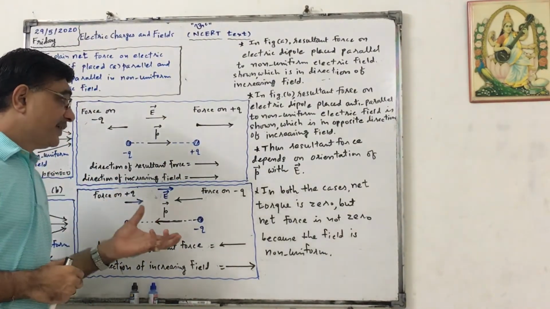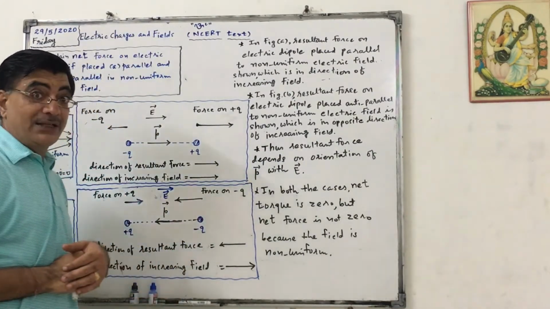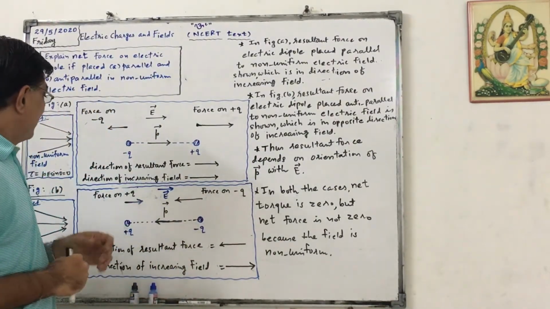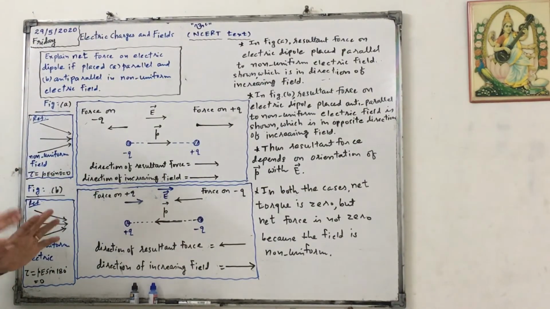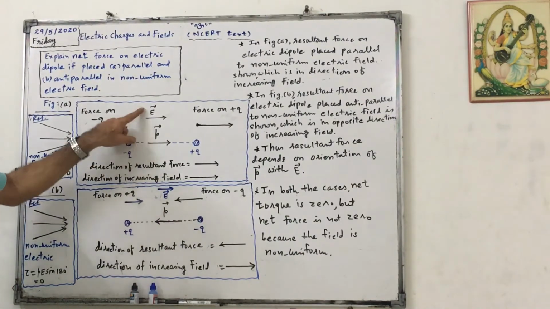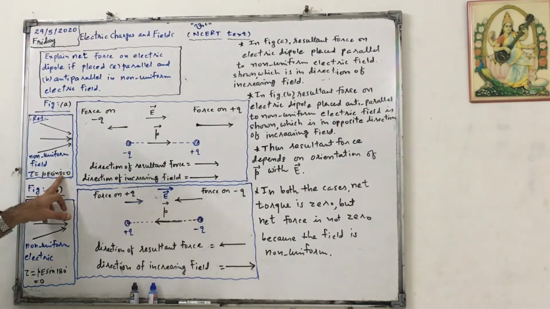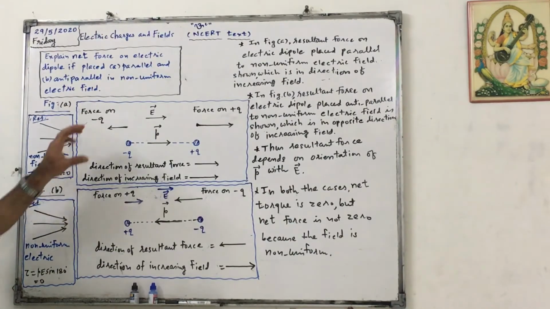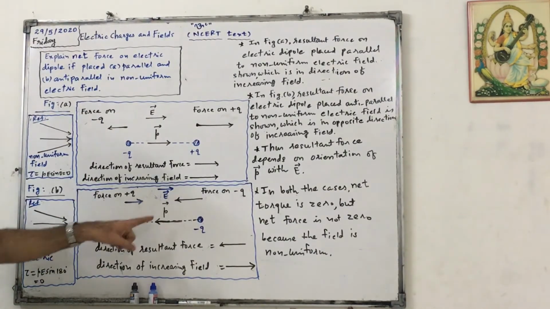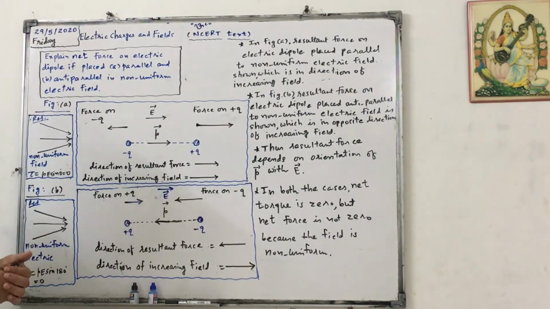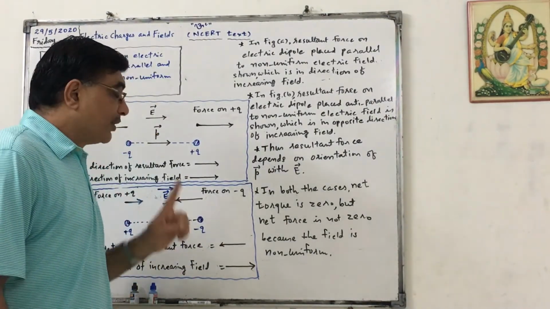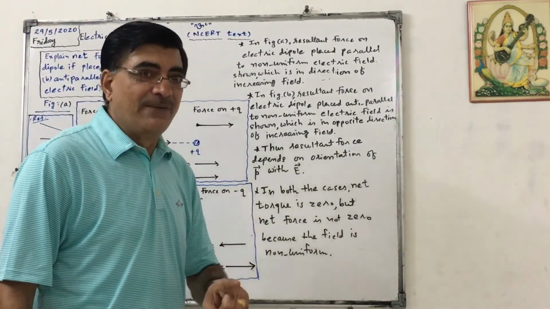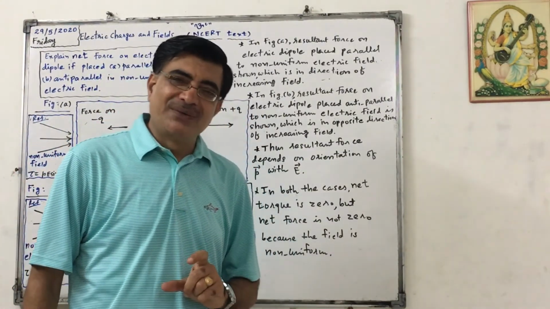See, in both the cases the torque is 0, net torque is 0. How? See, I have drawn here in reference figure. Torque is PE sin theta. In this case, when P and E are parallel, theta will be 0. So PE sin 0 will be 0. So in this case, torque is 0. Here, P and E are in opposite direction, so theta will be 180. So PE sin 180 will be 0. So in both the cases, the net torque is 0. But net force, resultant force is not 0 because the field is non-uniform.